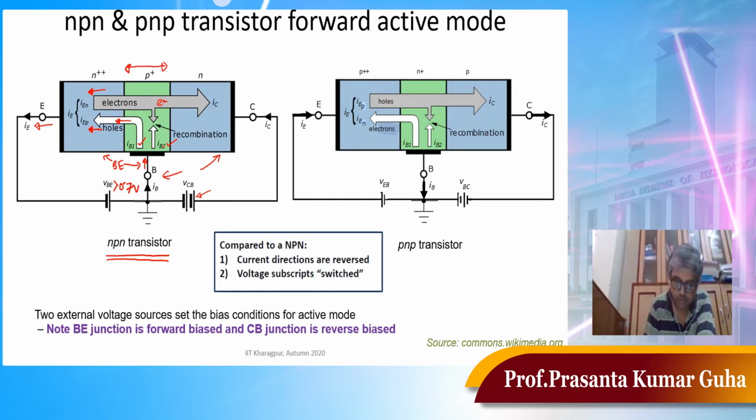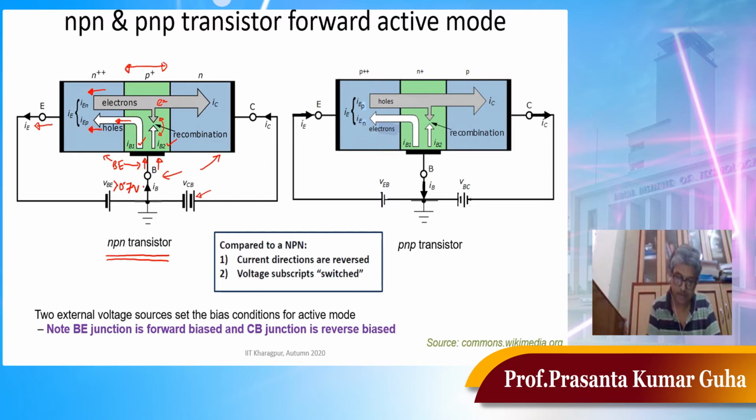What about IB2? IB2 is because there is recombination. I mentioned a few electrons will recombine with holes, and those holes you need to replenish from this supply voltage again. So that gives rise to a current IB2. So there are two components of current at the base. One is IB1 because holes manage to cross this base emitter junction, and another is IB2 because some holes will recombine with a few electrons.